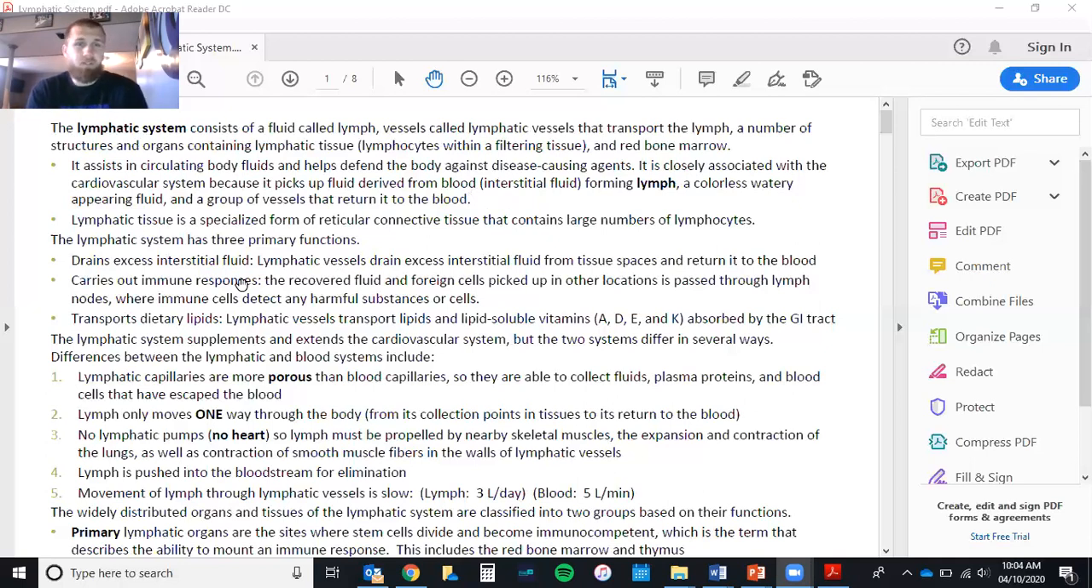Lymphatic tissue is a specialized form of connective tissue containing large numbers of lymphocytes, which can be described as the major soldiers of our immune system. Very, very important for immunity purposes.